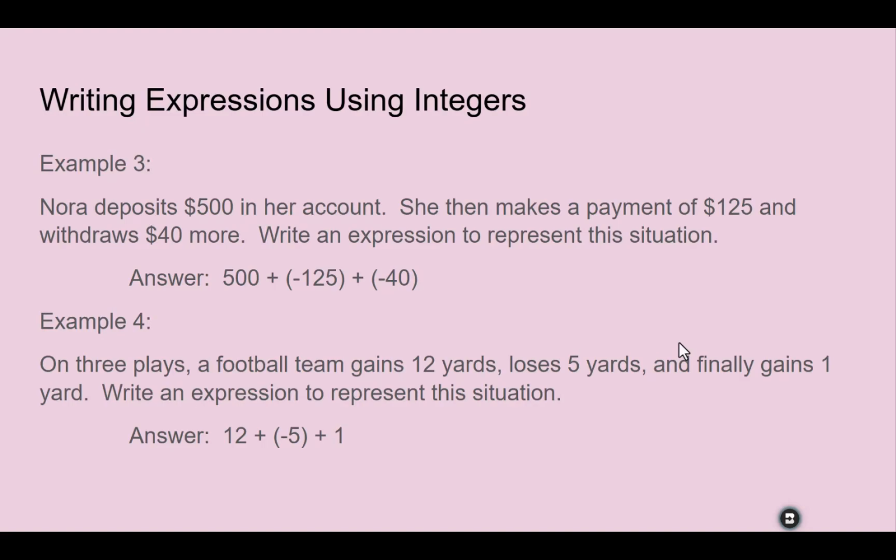Again, we could write 500 minus 125 minus 40, or even 500 minus, and then in parentheses, 125 plus 40, since those are both negative values or money taken out of the account. Example 4. On 3 plays, a football team gains 12 yards, loses 5 yards, and finally gains 1 yard. Write an expression to represent this situation. A gain is a positive value and a loss is a negative value. So we can write this as 12 plus negative 5 plus 1.